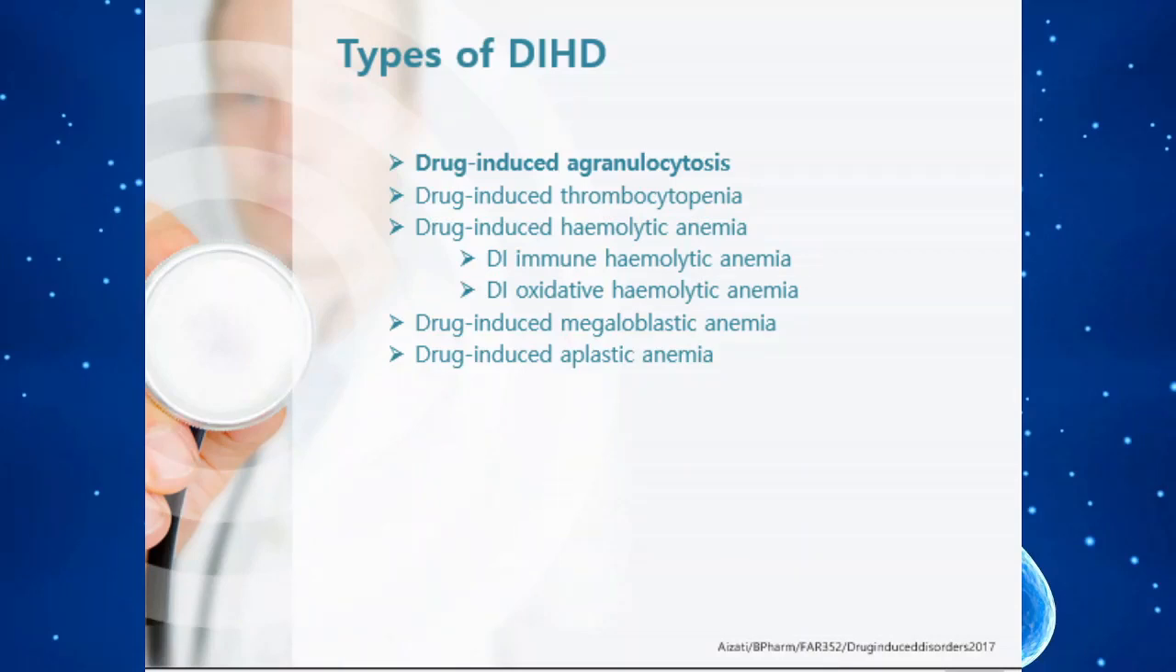First is drug-induced agranulocytosis, which involves the WBC, drug-induced thrombocytopenia involving platelets, and hemolytic anemia involving red blood cells. And we also have megaloblastic anemia, and lastly aplastic anemia, which involves all three of the blood cells.